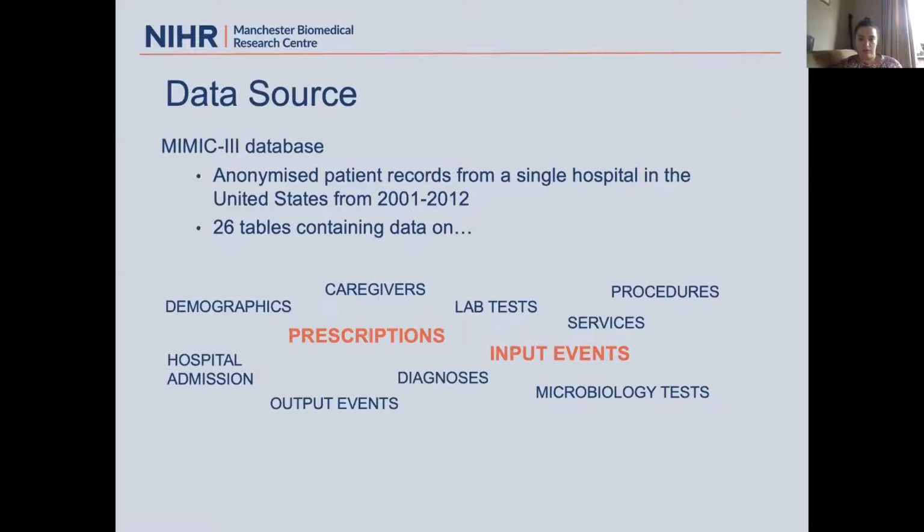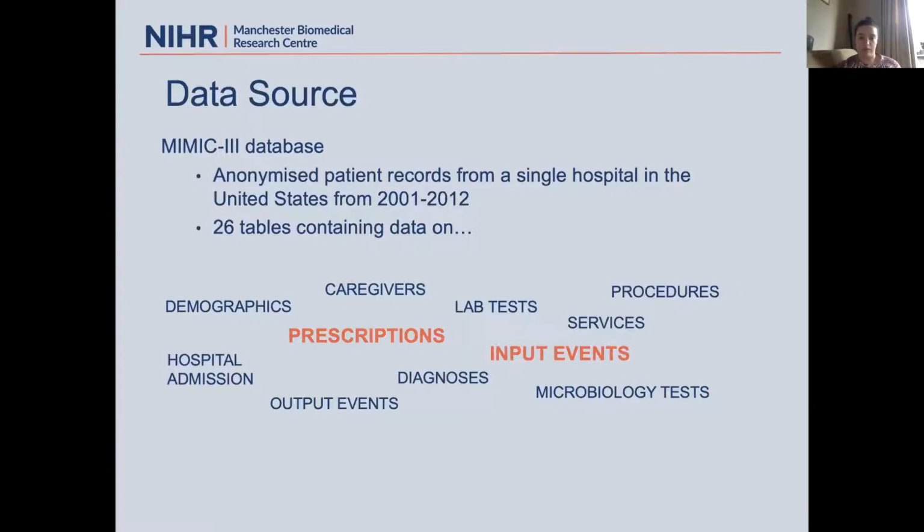So the data that I used came from the MIMIC3 database, which is a free open access database of anonymised patient records from a single hospital in the US. That goes from 2001 to 2012. So it's a very comprehensive database that has 26 tables containing all kinds of data about the hospital stay, so microbiology tests, any procedures, caregivers, as well as physiological measurements.